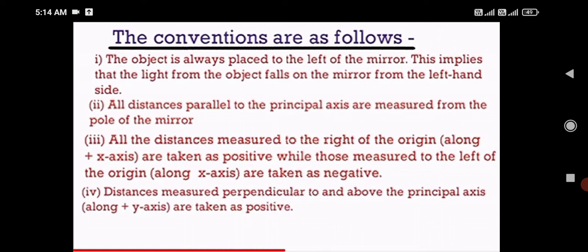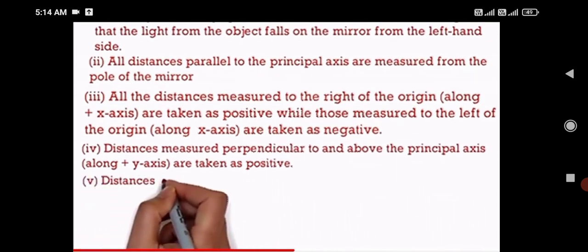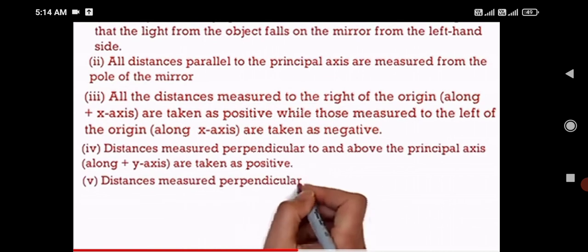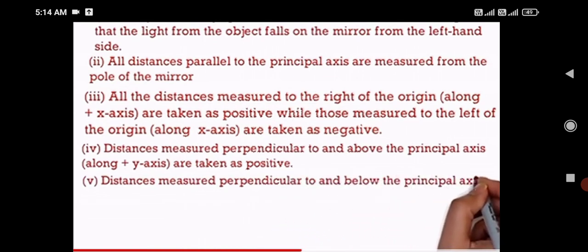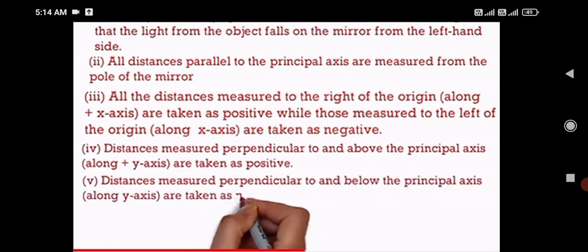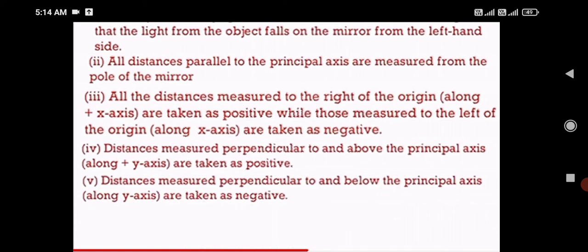Suppose the object or image is in the upward y-axis, that is positive; the downward y-axis is negative. So distances measured perpendicular to and above the principal axis are taken as positive, and those below are taken as negative. An inverted image is negative, an erect image is positive. So erect image means positive, inverted image means negative.